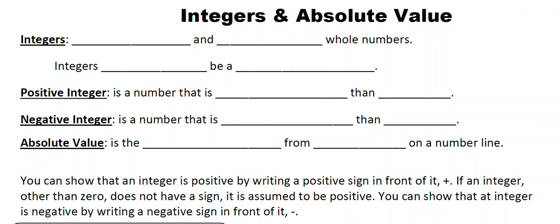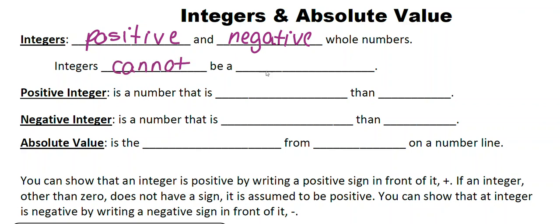In this video, we're going to be introducing integers and absolute value. So integers are positive and negative whole numbers. That means that integers cannot be a decimal, and that also means they can't be a fraction that turns into a decimal.